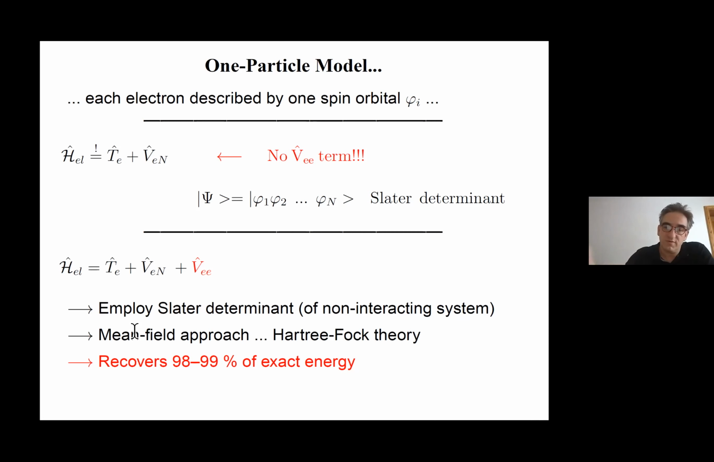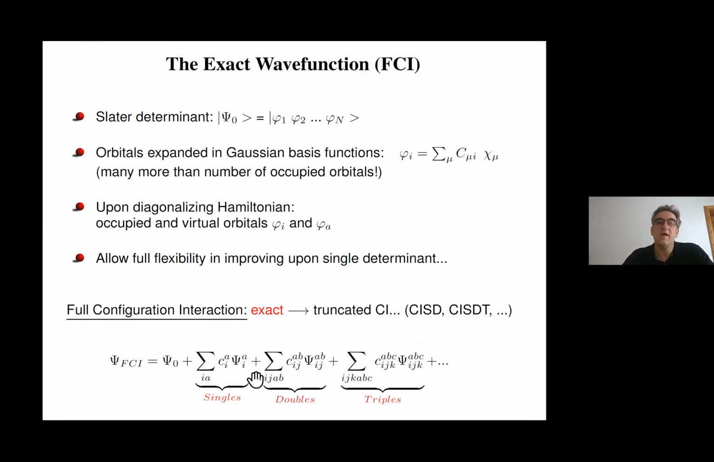However, we need relative energies, because that's what we need in chemistry, and these are much more accurate than the errors in the absolute energies. Nevertheless, the remaining 1% to the exact energy is defined as the electron correlation. So it's the difference between the mean field approach and the exact energy. So what can we do in order to describe this electron correlation?